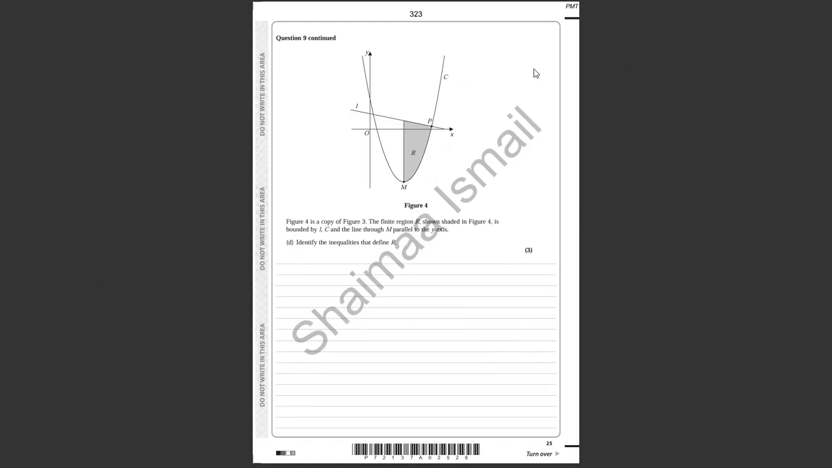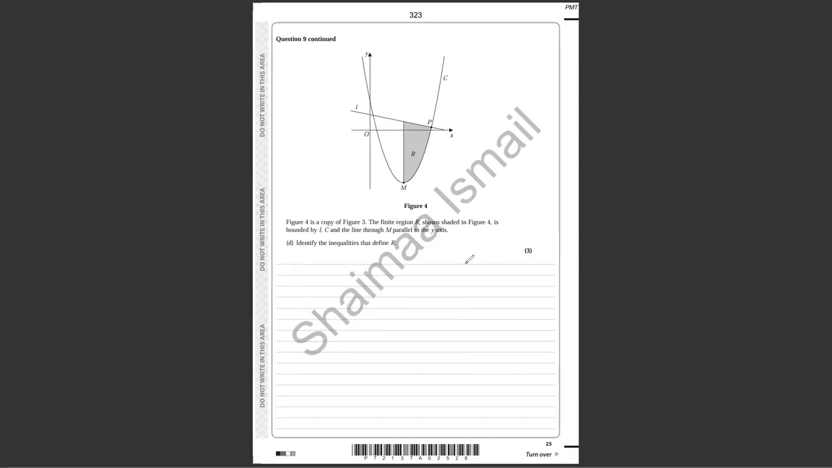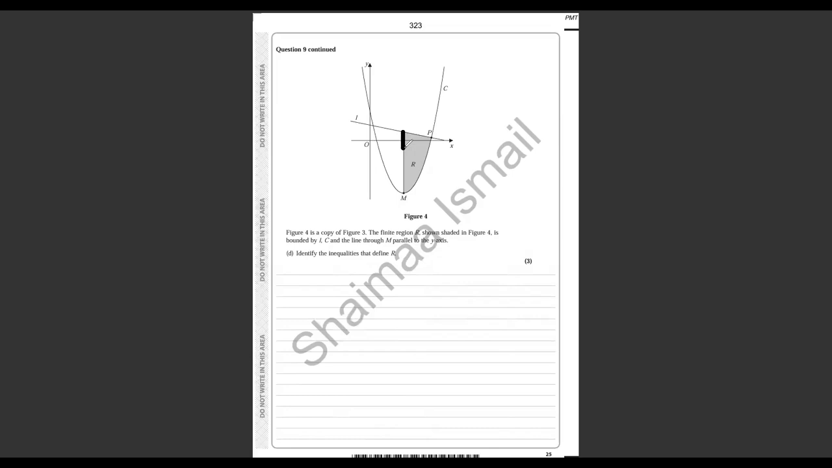Here you want to identify the equations of this part. And this part is surrounded by 3 lines. You see line 1, you just write the equation of line 1, and line 2, and here line 3.